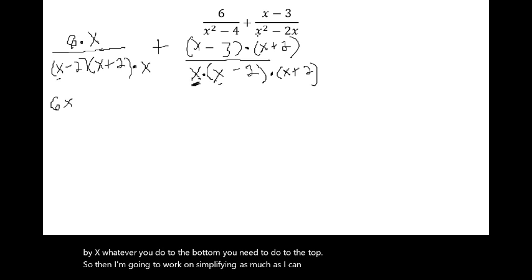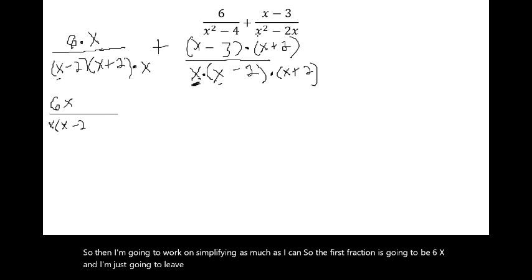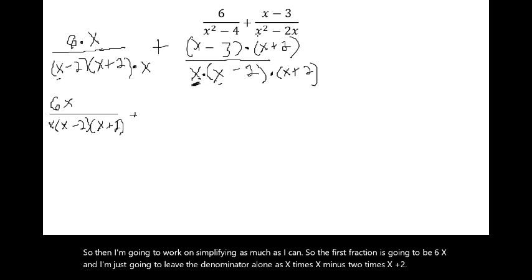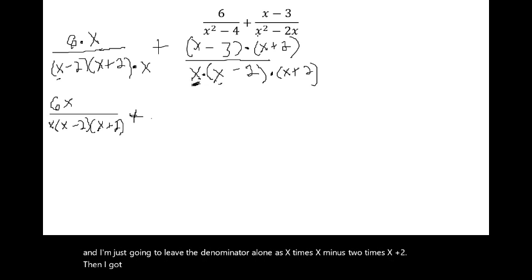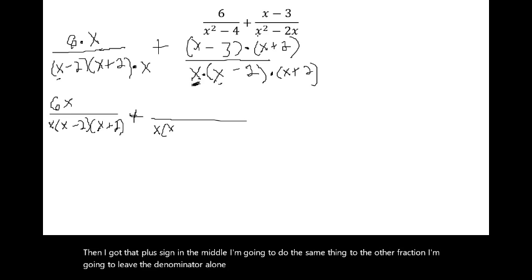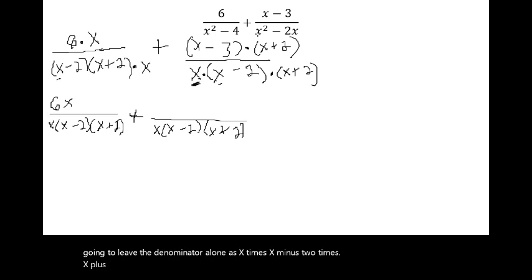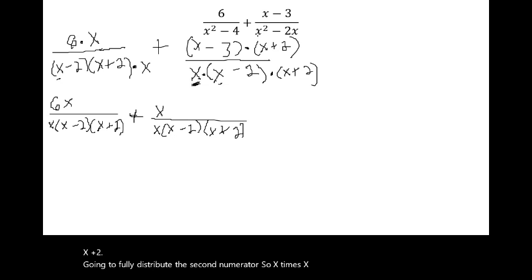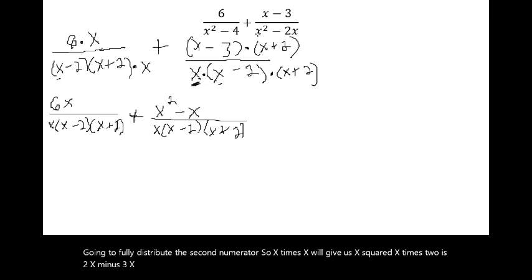So the first fraction is going to be 6x, and I'm just going to leave the denominator alone as x times x minus 2 times x plus 2. Then I got that plus sign in the middle. I'm going to do the same thing to the other fraction. I'm going to leave the denominator alone as x times x minus 2 times x plus 2. Then I'm going to fully distribute the second numerator, so x times x will give us x squared. X times 2 is 2x, minus 3x is minus 1x. And then negative 3 times 2 is minus 6.